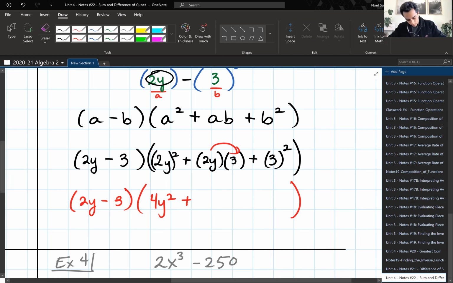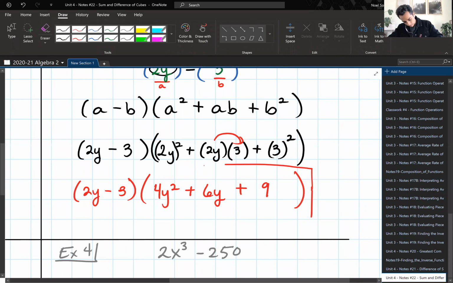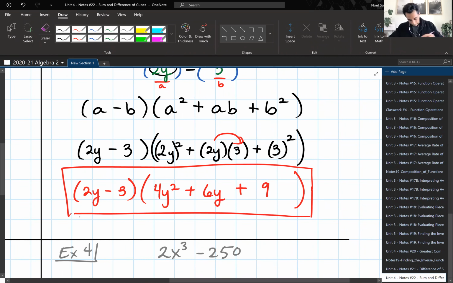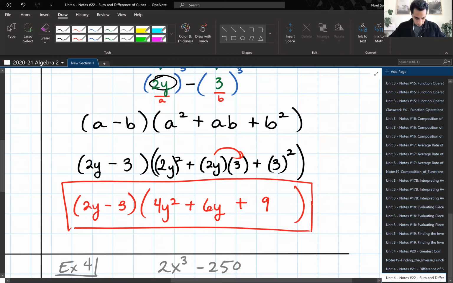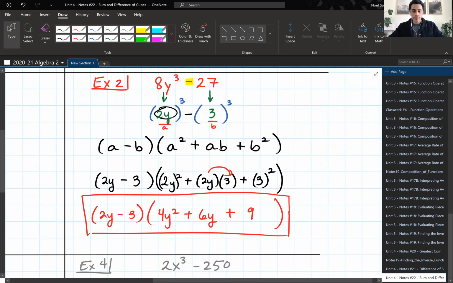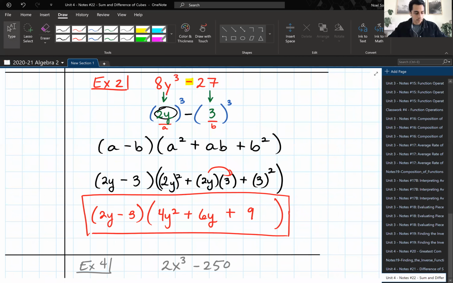Plus the product of 2y times 3, so that's 6y. And then plus the last term, 3 squared, which will be 9. So here's my fully factored difference of cubes. Any questions there for number 2? Cool. Okay, let's move on.